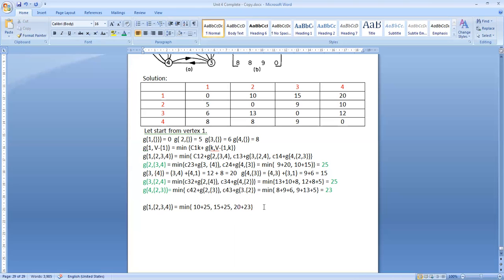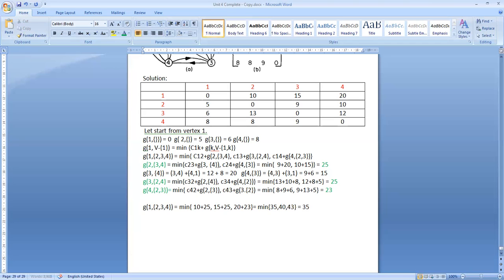You solve these things, equal to minimum of 10 plus 25, 35, comma, 15 plus 25, 40, comma, 20 plus 23, 43. Which is the minimum? Sorry, this 25 plus 35. Sorry. 35. Which is minimum? 35 is minimum.